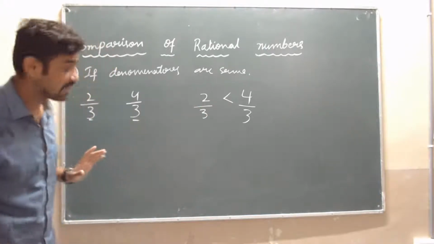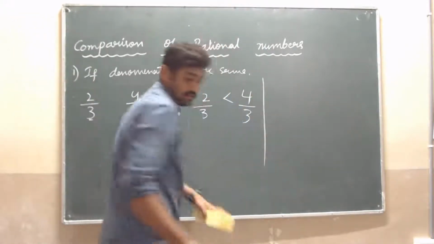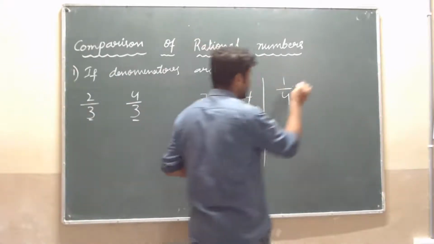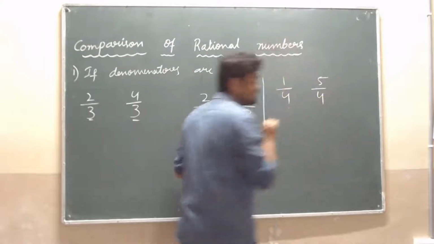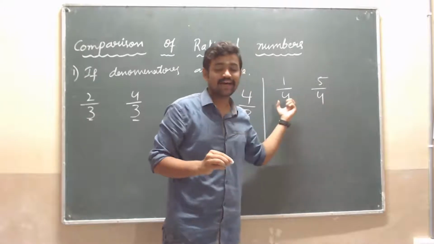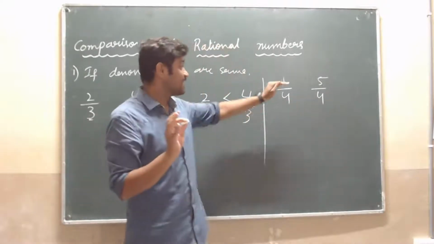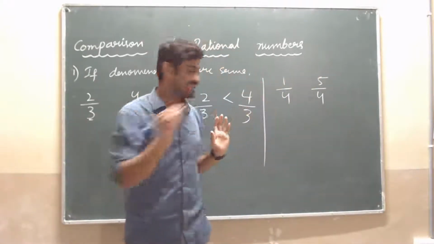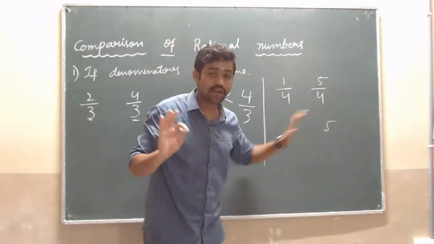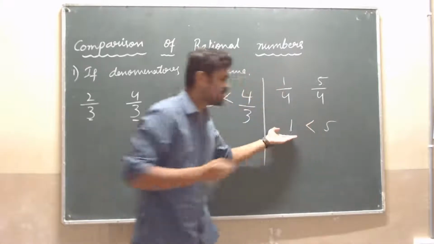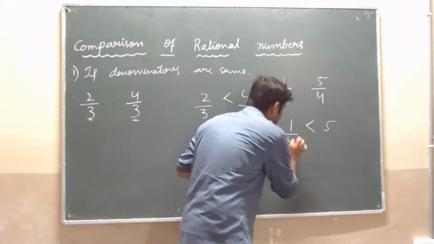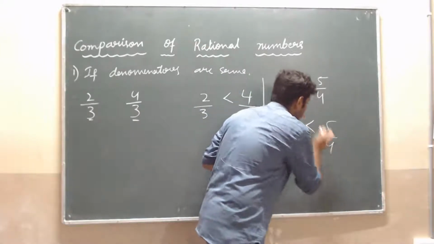Then one more example I will explain: 1 by 4 and 5 by 4. See here, the denominators of the two numbers are same. Then here we have to compare only the numerators. 1 and 5 are the numerators. Which one is smaller here? Simple, 1 is smaller than 5. Then easily we can say that 1 by 4 is smaller than 5 by 4.